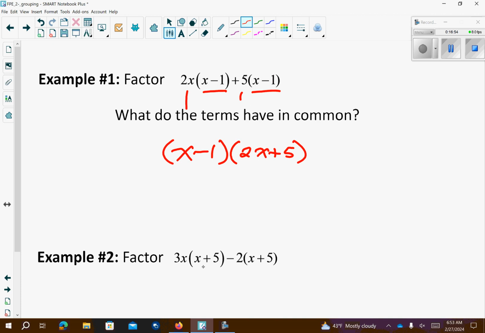It's a complicated looking problem, but if you see how to take care of it, you can deal with it real quick. I have x plus 5 in common between the two. What do I have left? I have 3x minus 2. Put that in the other set of parentheses. It's that simple, my friends.